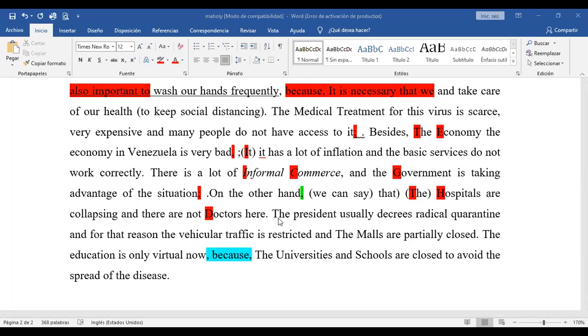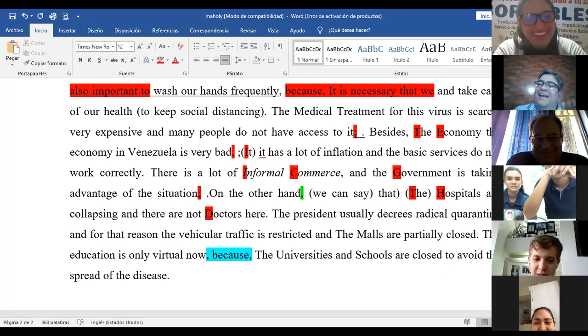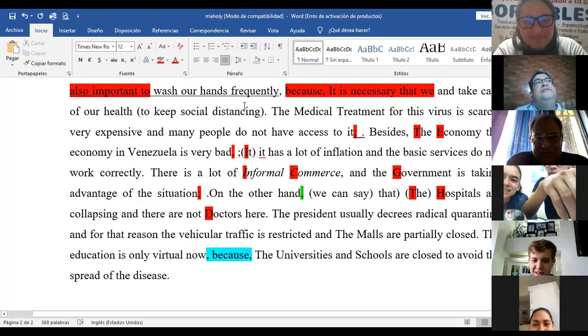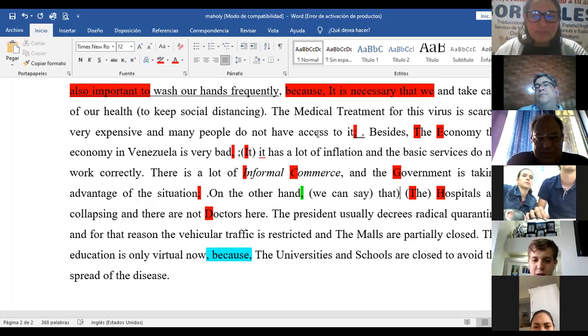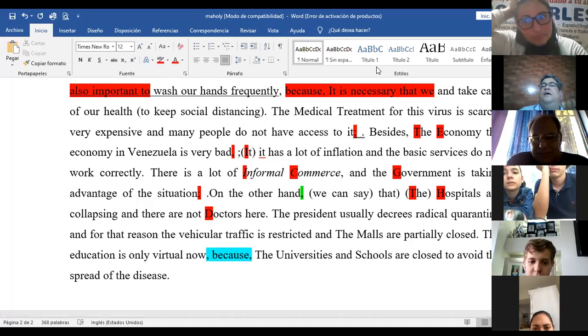Then, the president usually decrees radical quarantine, and for that reason, the vehicular traffic is restricted, and the malls are, me encanta. We need something. Falta una coma. Ese tipo de oración se llama run-on sentence. Las run-on sentences son cuando son muy largas y les falta puntuación, o les faltan conjunciones, o les faltan conectores. ¿Ok? Esos son run-on sentences. A ver, entonces, ¿cómo sería?